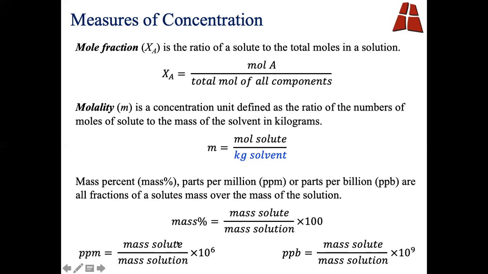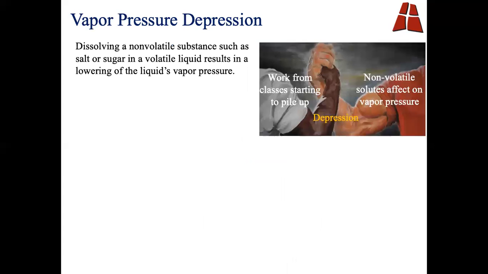Alternatively, we have parts per million. We start the same way. It's the mass of our solute divided by the mass of our solution, but instead of multiplying by 100, we multiply it by 10 to the 6th. And so if you remember, 10 to the 6th is equal to 1 million, thus parts per million. And of course, the same is true for parts per billion. We start the same way, but instead of multiplying by 100 or 10 to the 6th, we multiply by 10 to the 9th. Okay, and that is parts per billion.